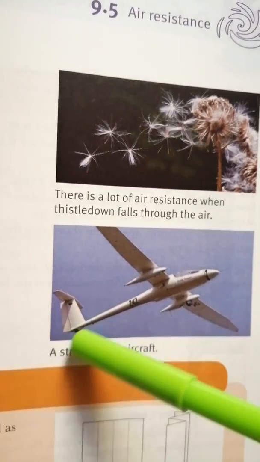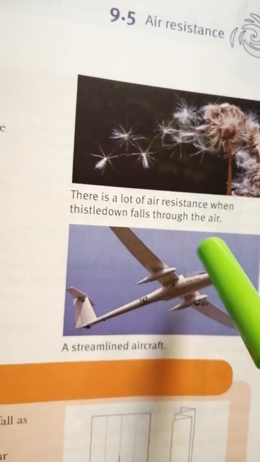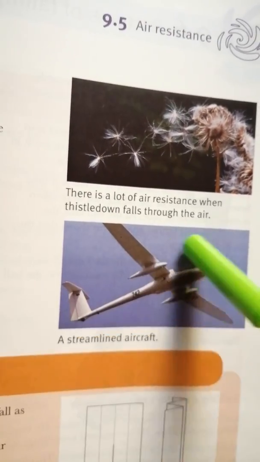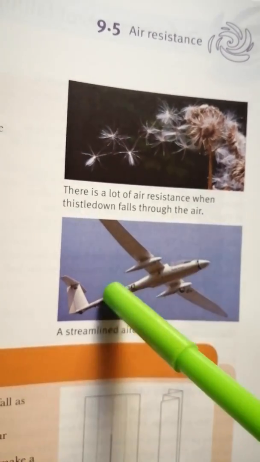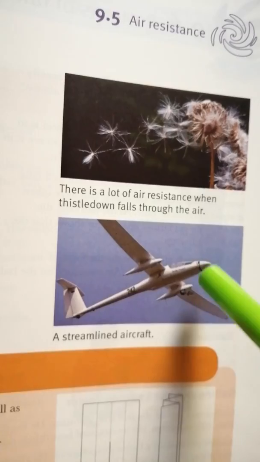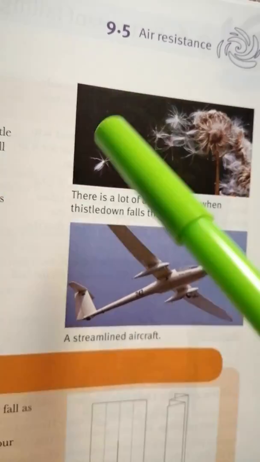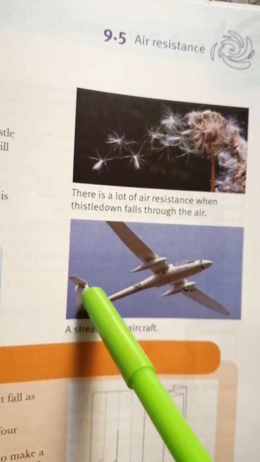Here we have a streamlined aircraft. This aircraft is designed in this shape so it can glide easily. It has a nice surface area, so it can have a good amount of air resistance and can fly easily through the air.